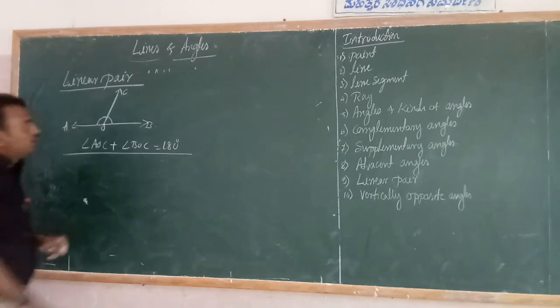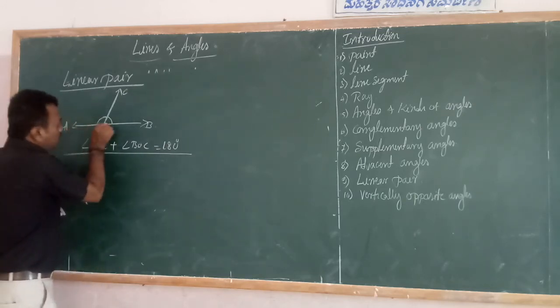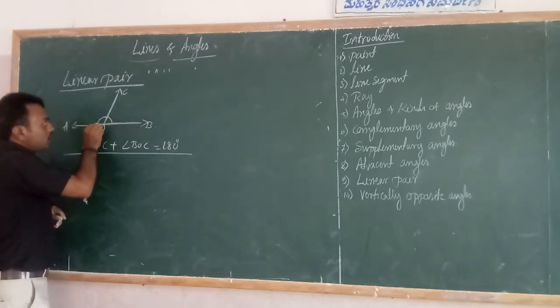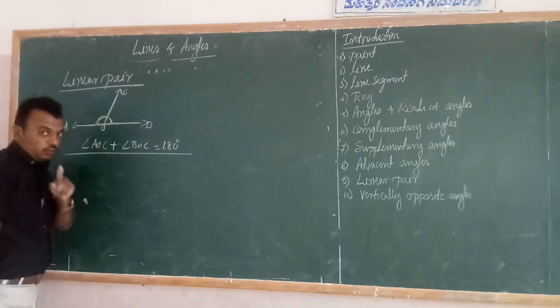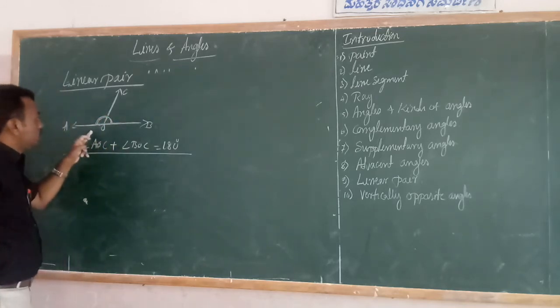Linear pair. Because it is a straight line, no? This is a straight line, no? So for a straight line, the angle is how many degrees? 180 degrees. That's why I call it a linear pair.